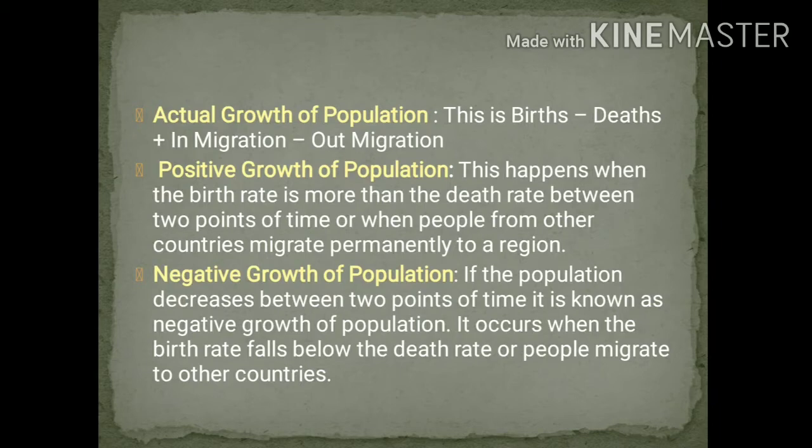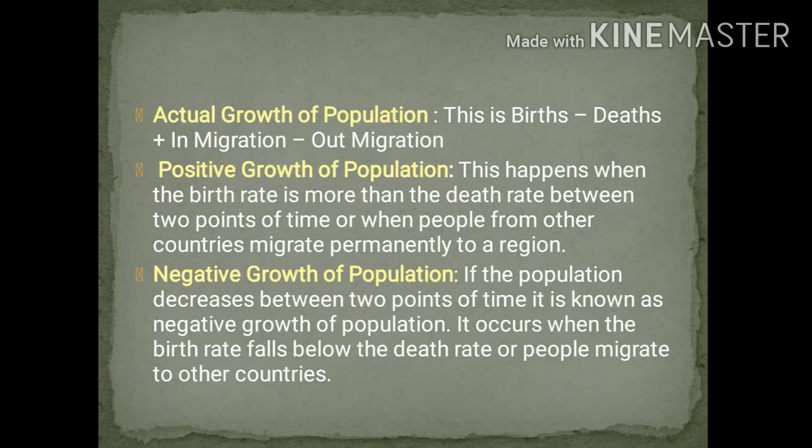After that, we have positive growth of population. This happens when the birth rate is more than the death rate between 2 points of time, or when people from other countries migrate permanently to a region. So both situations can be there for positive growth of population. If the birth rate is more than the death rate and in-migration is more than out-migration, that will give positive growth of population. And the last one is negative growth of population.